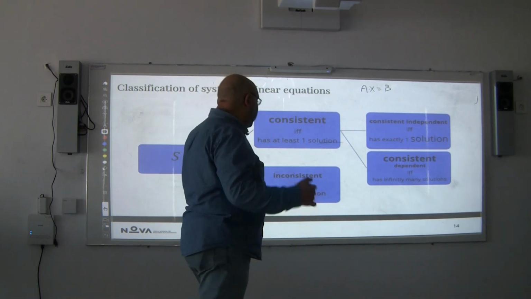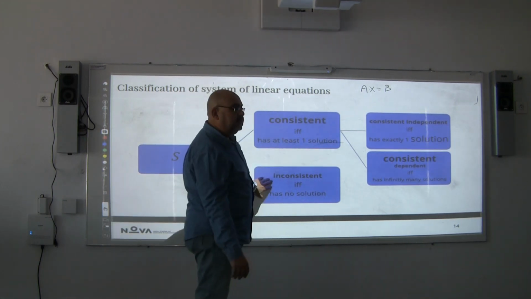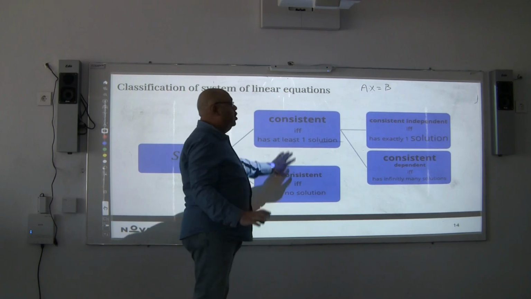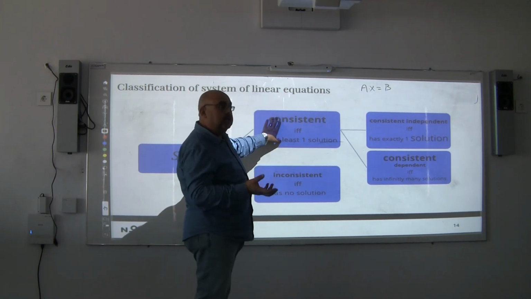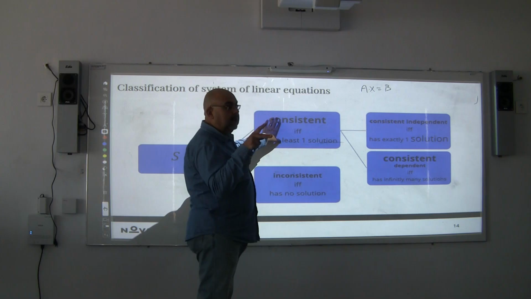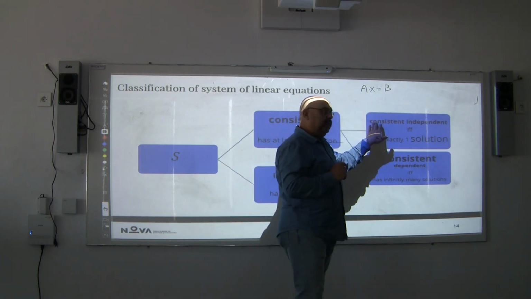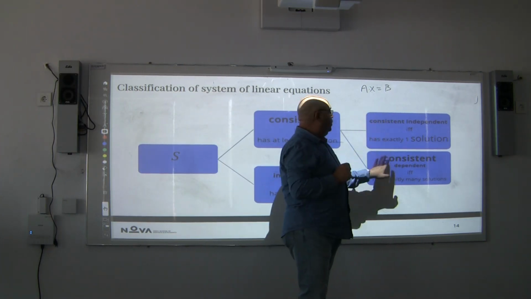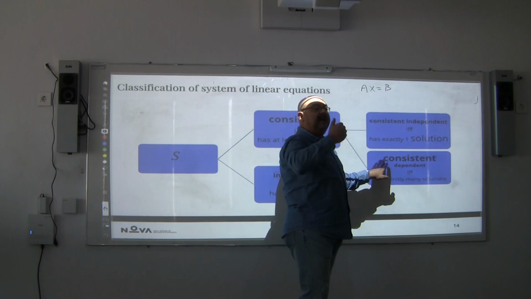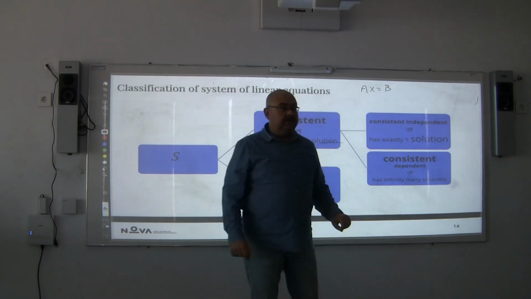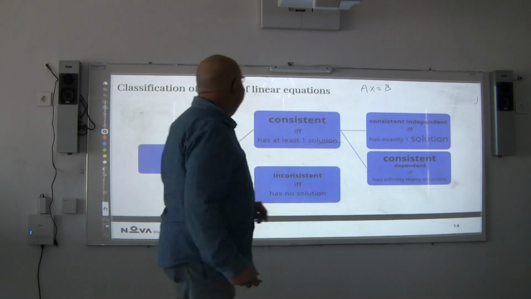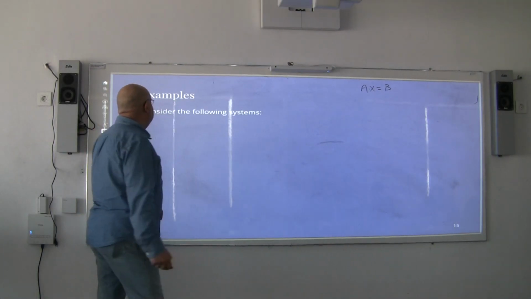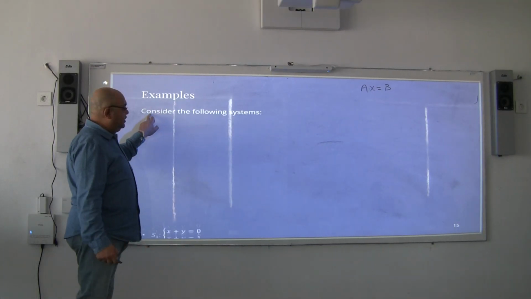I have either consistent or inconsistent. Inconsistent, no solution. Consistent, you will have a solution. The solutions are in between two: either an independent solution, which means a unique solution, or a dependent solution, which means it has an infinite number of solutions. The next slide will confirm this. Let's consider the following systems.